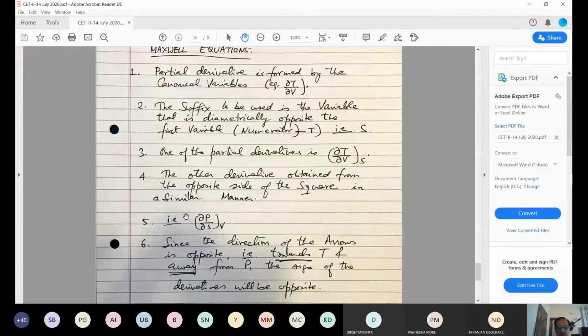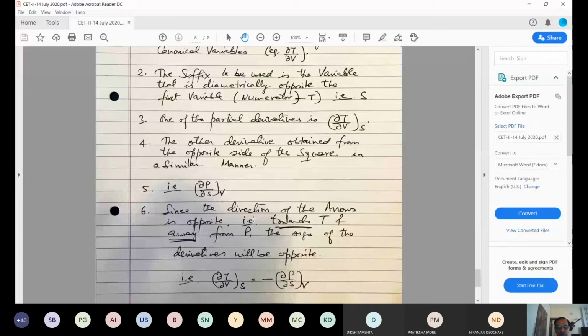Okay? Since the direction of the arrows is opposite, that is, towards t and away from p, the sign will be opposite, that means negative. If it is towards both, it is positive. If it is away from both, it is positive.